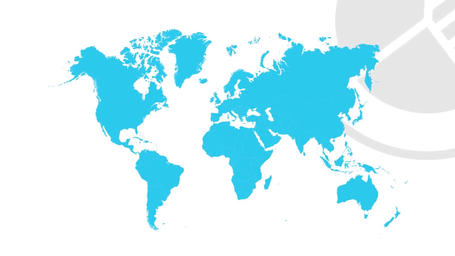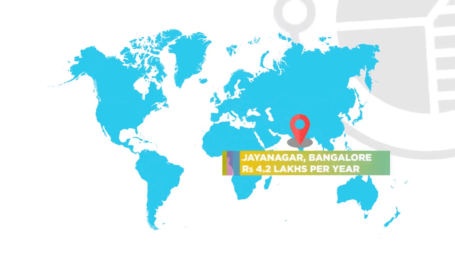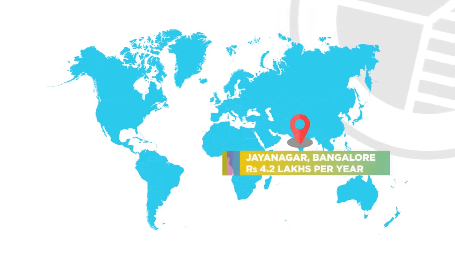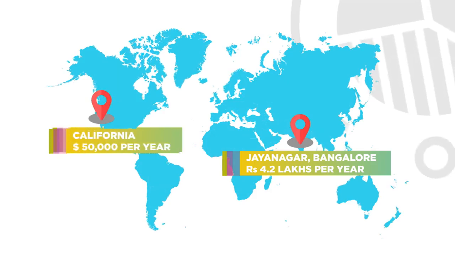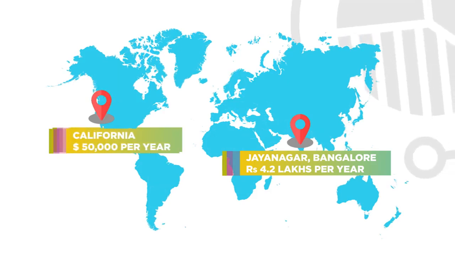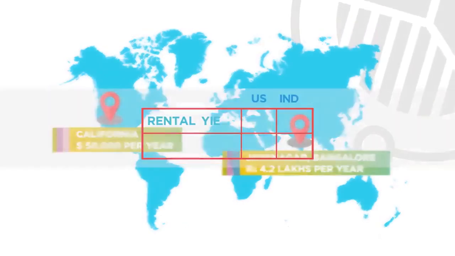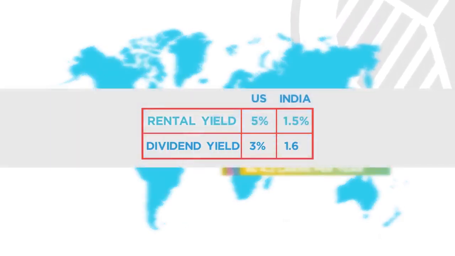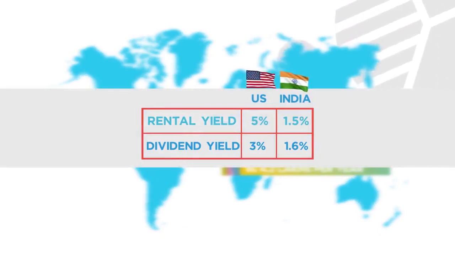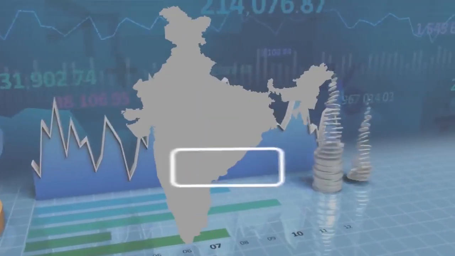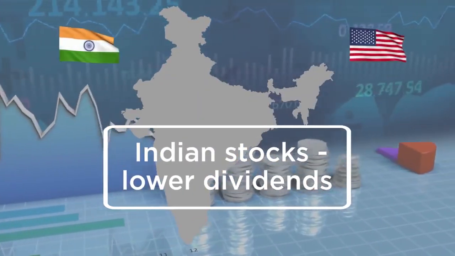For example, a 3 crore flat in Jayanagar, Bangalore can fetch a rent of about rupees 4.2 lakhs per year, which is where my 1.4% comes from. Correspondingly, a $1 million home in California fetches about $50,000 per year in rent, or about 5% in rental yield. Correspondingly, US stocks on average pay dividends that are about 3% of price every year. Indian stocks yield about 1.6%. In India, stocks pay much lower dividends than in the US.